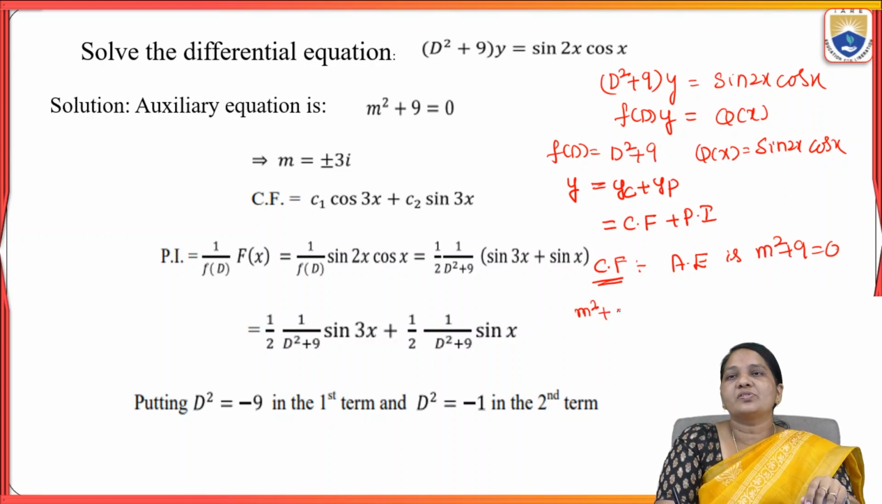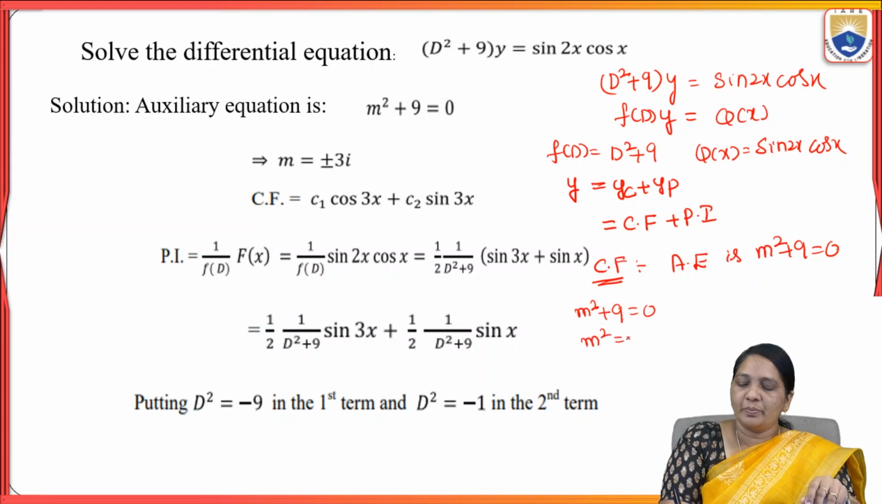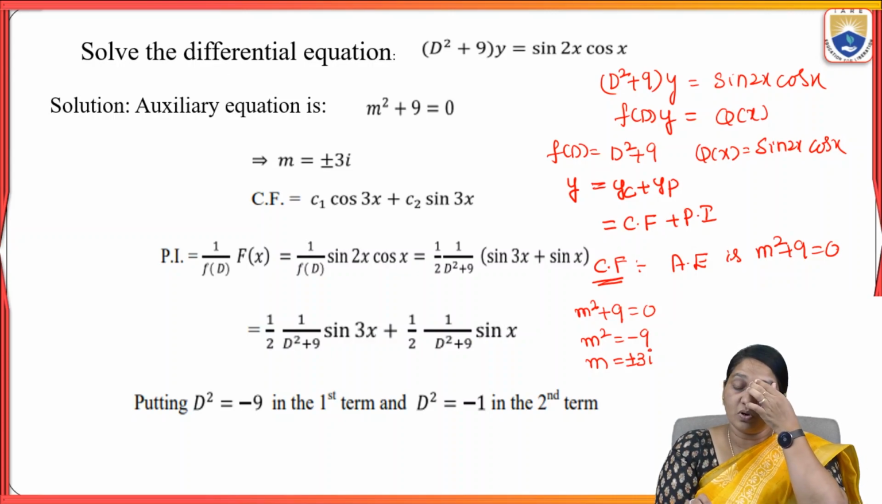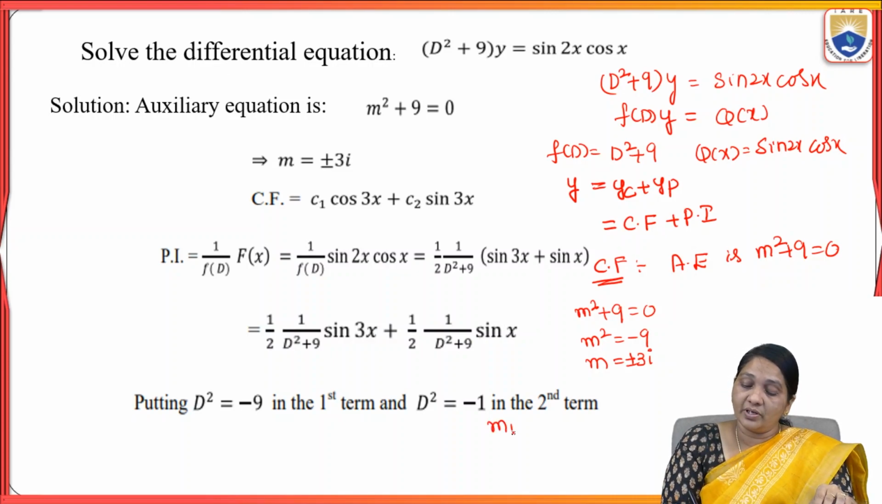So m square plus 9 equal to 0, so m square equal to minus 9. So I can write the factors here, that is m equal to plus or minus 3i. And we got complex roots here. So complex roots means m1 equal to 3i and m2 equal to minus 3i.